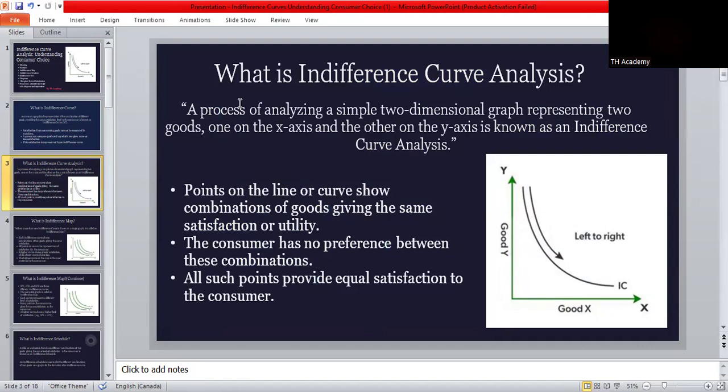Now, understanding what indifference curve analysis is. Indifference curve analysis helps us analyze consumer behavior using a simple two-dimensional graph. We put one good on the x-axis and the other on the y-axis. Each point on the curve shows a combination of two goods that gives the same satisfaction to the consumer. The consumer does not prefer one point over another. They are equal in terms of happiness. So this analysis helps economists understand how people make trade-offs when choosing between goods.